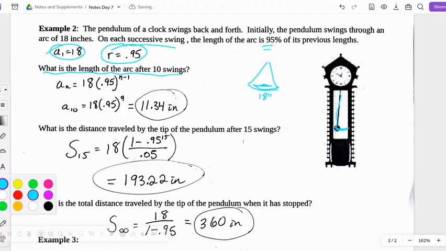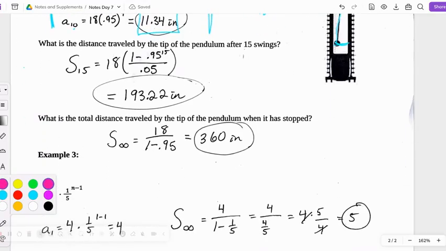Pretty straightforward. You are from the geometric sequence day, just doing our formula of you take the first term, you multiply it by the R value to the n minus 1, and if it's the 10th swing we're looking for, when we crank out this answer, 18 times 0.95 to the 9th, we get 11.34 inches. So this one, honestly, right here, we should have been able to do without today's lesson.